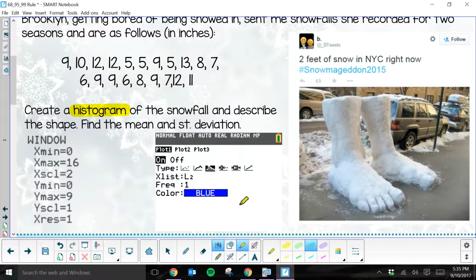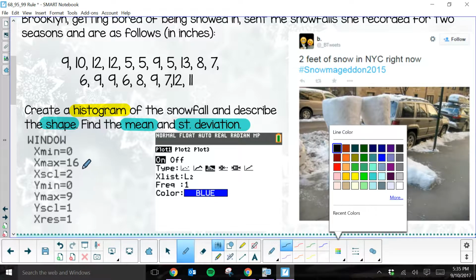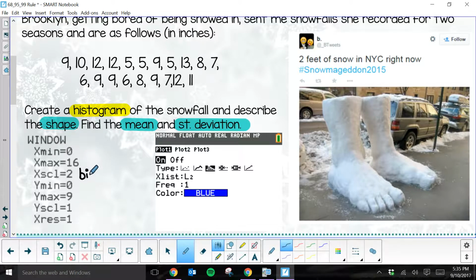And then after that, you are going to look at the shape of the data, look at the center, the mean, and the spread, which is standard deviation. In case you don't remember, here's how to do a histogram on a TI-84 calculator, and more importantly, the window is what I really want you to focus on. And again, scale, this one is the bin width. So I want your bins to be 2 wide. Go ahead and pause the video and try to create a histogram, and when you're ready, hit play.